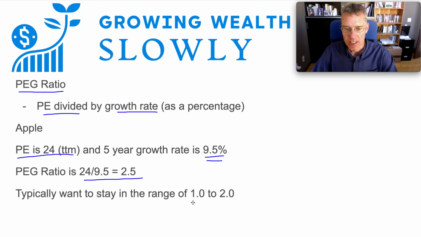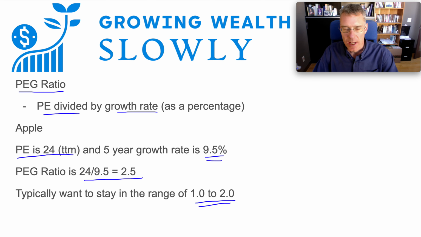Now, typically you want to buy companies that have PEG ratios between 1 and 2. So the 1 would correspond to, if the PE ratio is 20, it is growing at 20% a year. If the PE ratio is 12, it's growing at 12% a year. So somewhere between that lower bound and not more than double. So if the PE ratio is 15, you're not paying more than 30 times, or a 30 PE ratio.